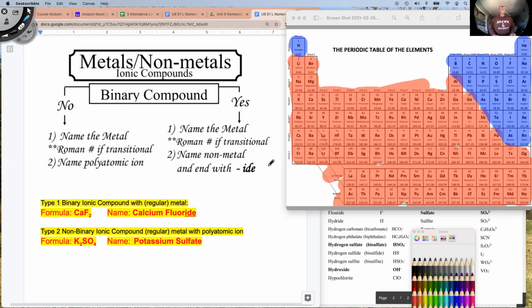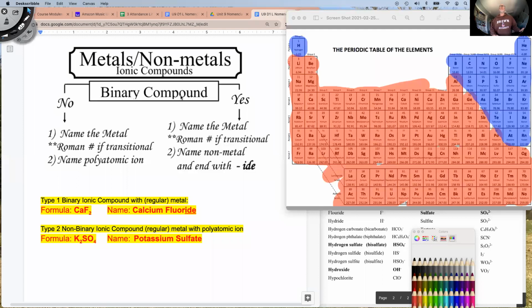So first step you're going to do is you're going to look and you're going to say, is it a binary compound? If it is a binary compound, which means there are two elements only, you go to the yes side. If it's a non-binary, then you go to the no, it's not binary side. And then we get into these other instructions, which I'm going to take you through.